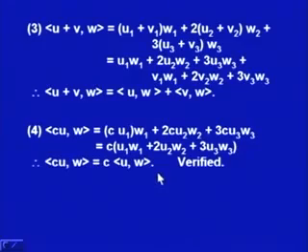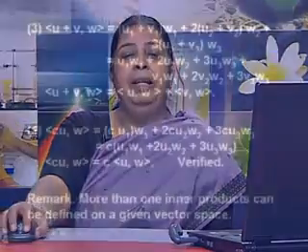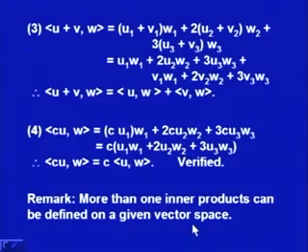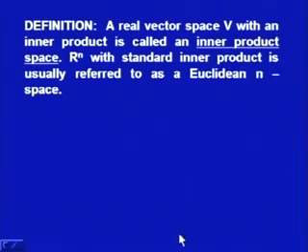So, for R3 we can have two types of inner product defined. One is the standard inner product which we have defined in an earlier example, with n equal to 3, and this is another definition for inner product. So, for a vector space we can define inner product in many different ways. So, more than one inner product can be defined on a given vector space. And this is the remark which can be obtained from this example.